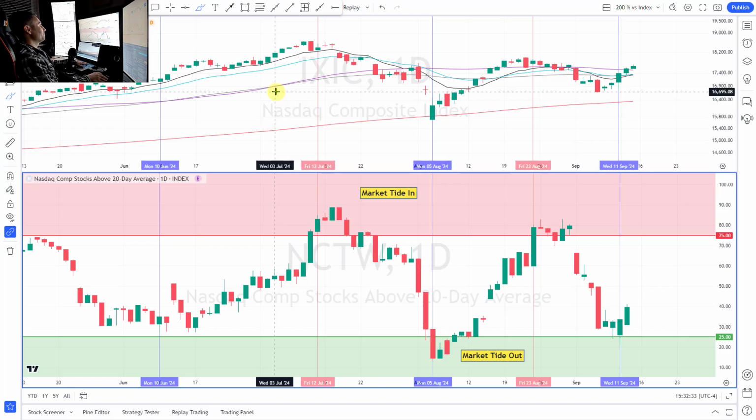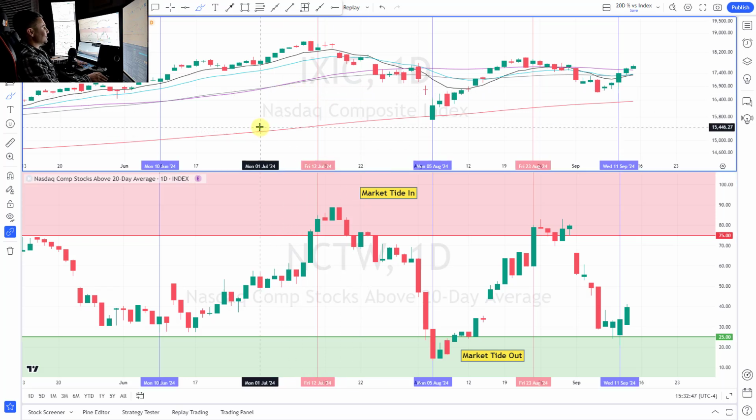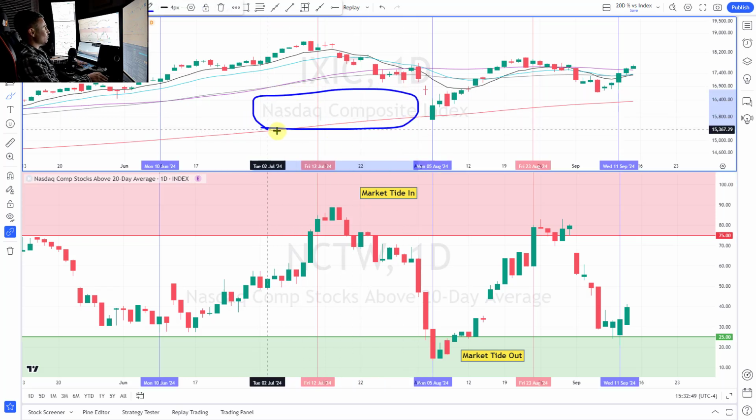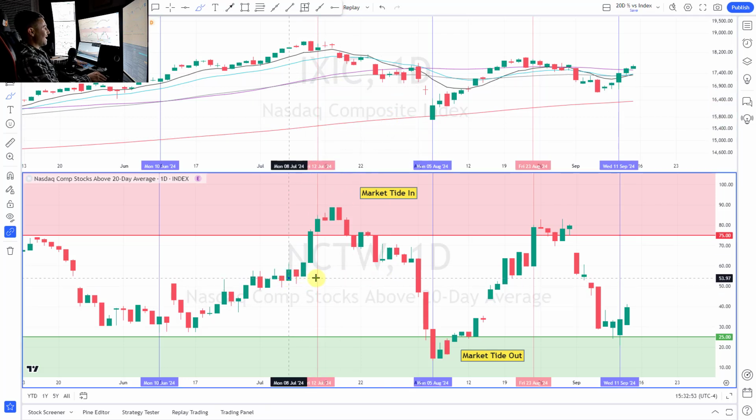Okay guys, we're going to start off with a high-level overview and then we'll go into more of the day-to-day tactics for how I use this indicator. So we've got two charts loaded up and they are overlaid so the date ranges line up. We've got IXIC on the top, which is the NASDAQ Composite, which comprises around 3,000 or so US listed stocks. Below that is the indicator, NCTW.